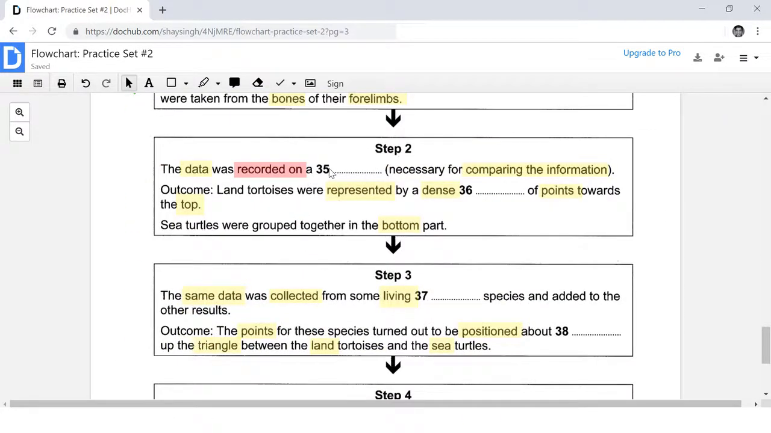Let's start off with number 37. Here we have the question. The data was recorded on a what? Some sort of a noun is going to be the answer. And this noun is necessary for comparing information. So data was recorded on something, and this something is important for comparing information.